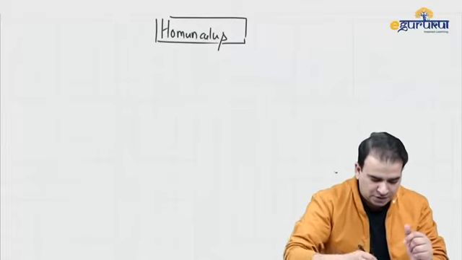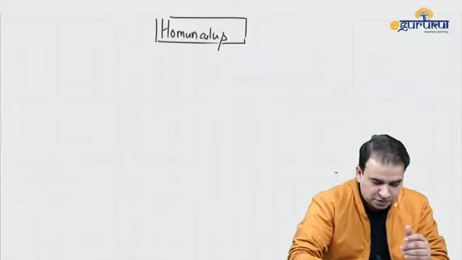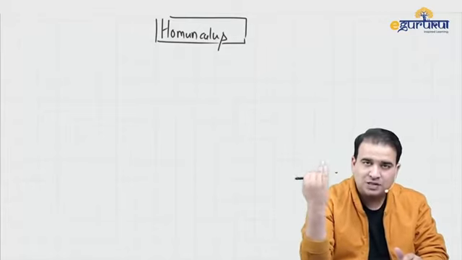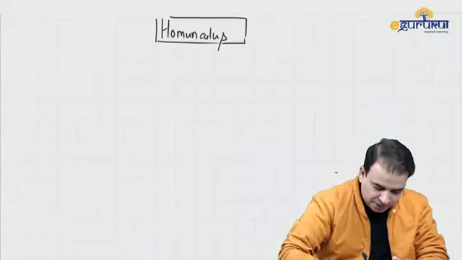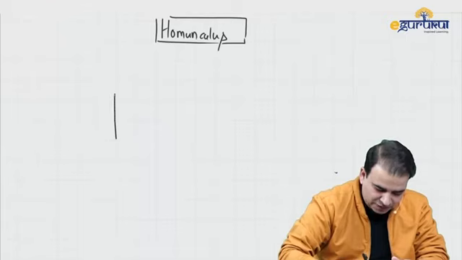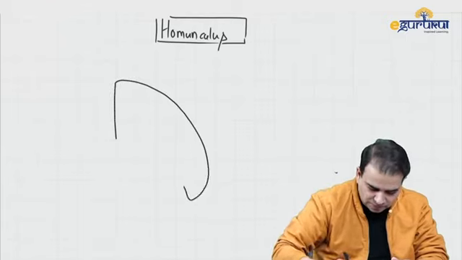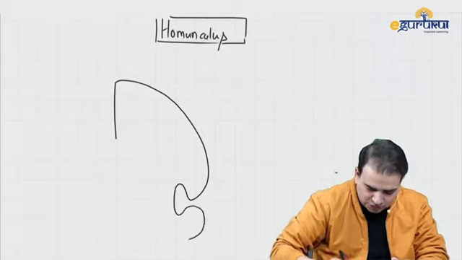Homunculus, as we said, is based on the representation of the different parts of the body. If you take a coronal section, let us say this is the medial surface of the cerebral hemisphere, and there is a superolateral surface. So that's how the coronal section would look.